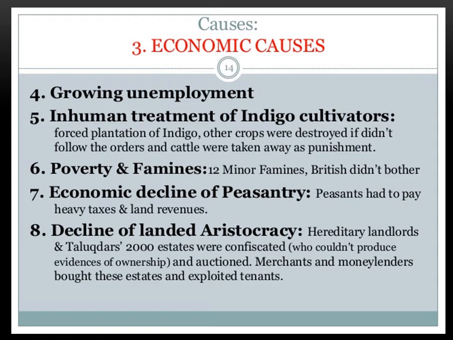And there was a decline of landed aristocracy. It's a class of persons holding exceptional rank and privileges, especially the hereditary nobility. Some of the people were unable to produce evidence of their ownership, and their lands were auctioned. Auction is like nilam karna, meaning they were auctioned.